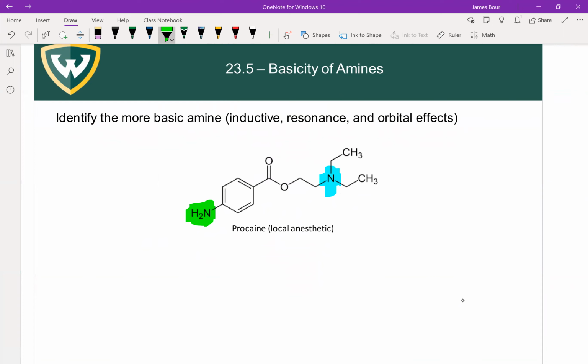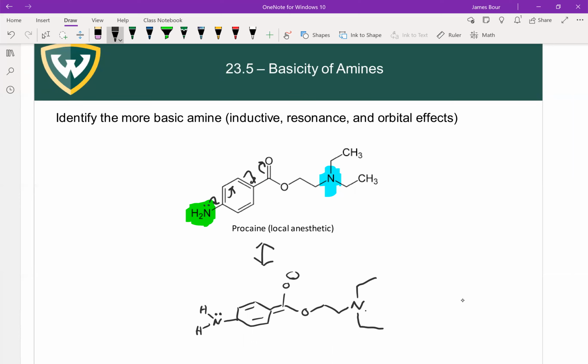Procaine has two different nitrogens, highlighted in green and in blue here. And we're trying to determine the most basic nitrogen of these. If we compare them, the thing that should stand out is that the green nitrogen's lone pair can resonate into this ring. And not only that, it can resonate all the way up onto this oxygen to make a resonance structure as such. And what this tells us is that these electrons are stabilized. Resonance stabilizes compounds, and when they're stabilized, that means they're less reactive. So since they're less reactive, they are less basic.